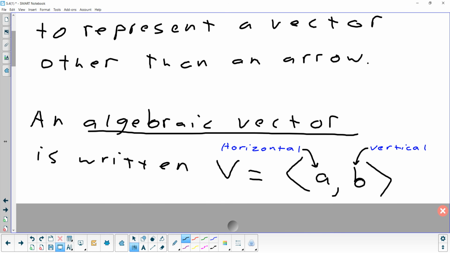In our first notation, we're going to look at a way to represent a vector without drawing an arrow. Our book calls it an algebraic vector. A couple important things about it. First of all, it's written inside angle brackets. That's what distinguishes it from being a coordinate. If you put parentheses, it's a coordinate. If you put angle brackets, it's a vector. Inside the angle brackets, there are two numbers because we're working in 2D.